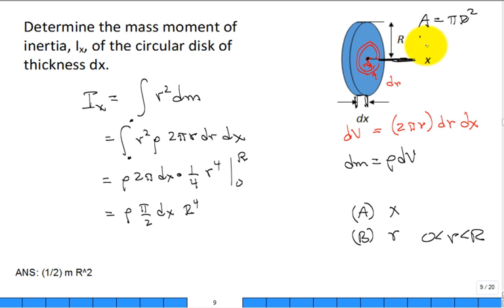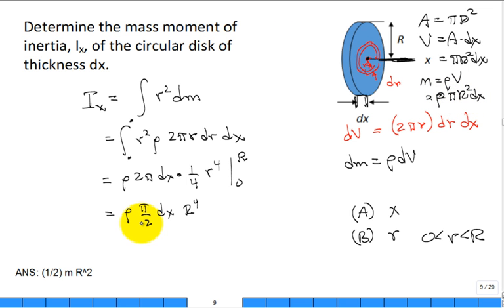If I said, what's the volume of the disk? A times dx, which is pi r squared dx. And if I said, what's the mass of the disk? Rho times V, which is pi R squared. Well, put a rho in there. Rho pi r squared dx.